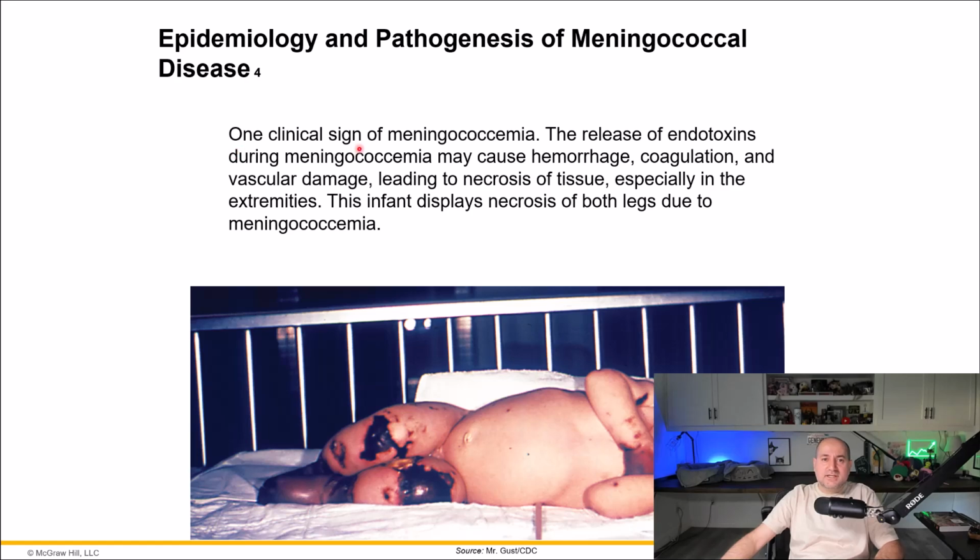One clinical sign of meningococcemia is the release of endotoxins, which can cause hemorrhage, coagulation, and vascular damage, leading to that necrosis, the death of tissue, especially in the extremities. You see here, this poor child has this disease in the extremities, in both legs, due to that meningococcemia, which means the bacteria has made its way into the blood and gone systemic.